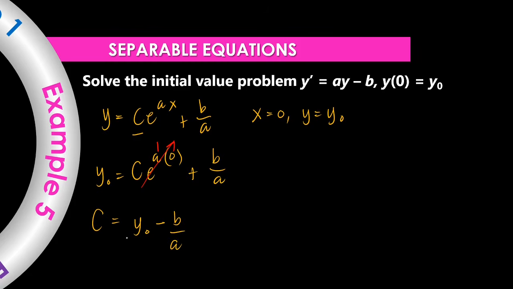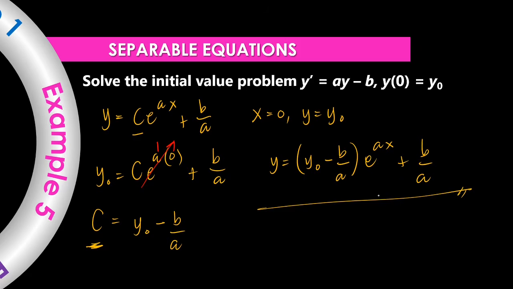So that's it. We are now able to obtain the expression for the arbitrary constant. And we can use this in place of this c to obtain the particular solution. So, let me rewrite y this time without c. And I replace this c with yo minus b over a. And then copy this e to the ax plus b over a. So this is now the particular solution that satisfies the given differential equation as well as the given initial condition.